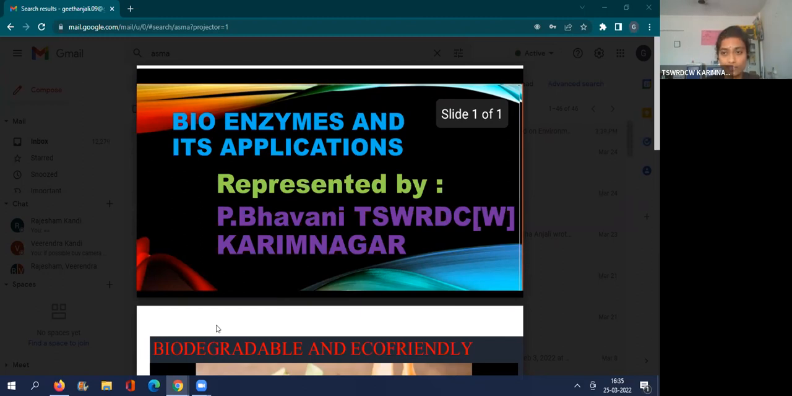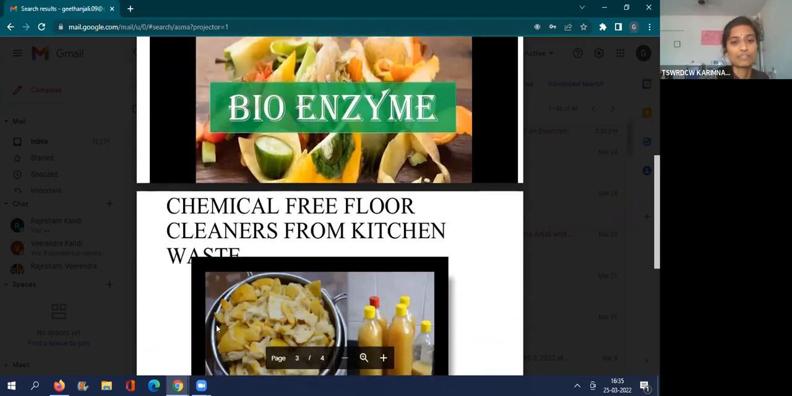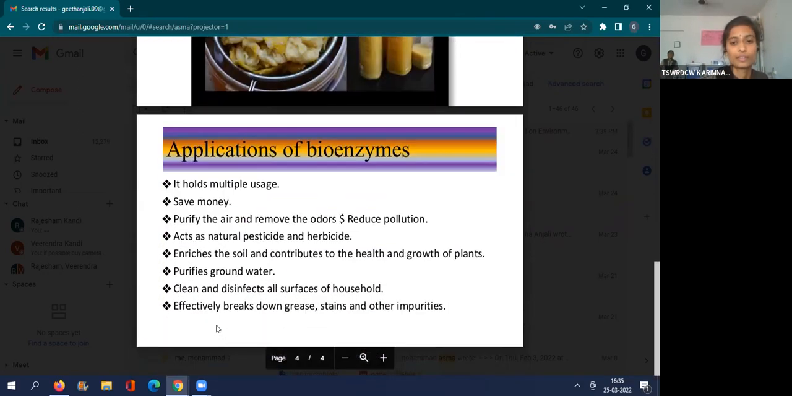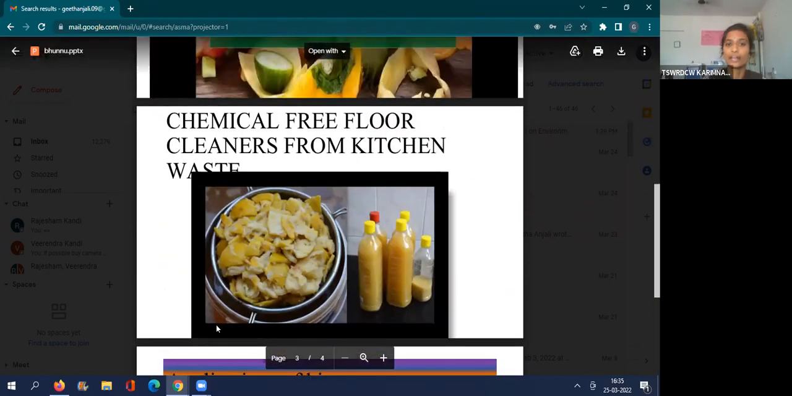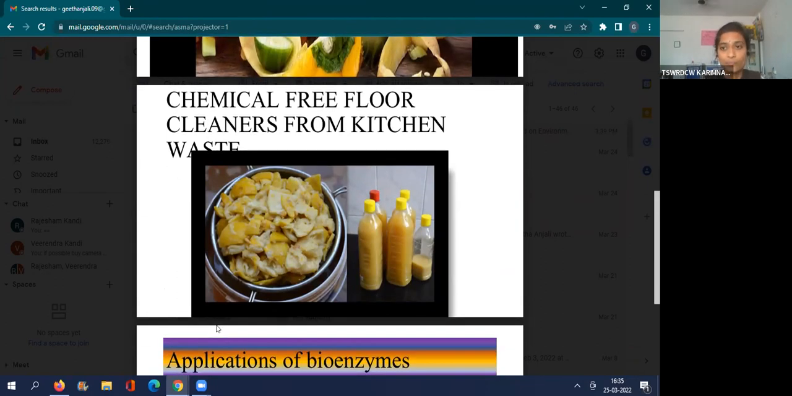Now, I would like to explain a bioenzyme which is eco-friendly with us, that is citrus cleaner, a chemical-free floor cleaner from kitchen waste. For this, the ingredients are peel of oranges or lemon, or we can use pineapple, and jaggery or brown sugar, and we have to use water as well as yeast.